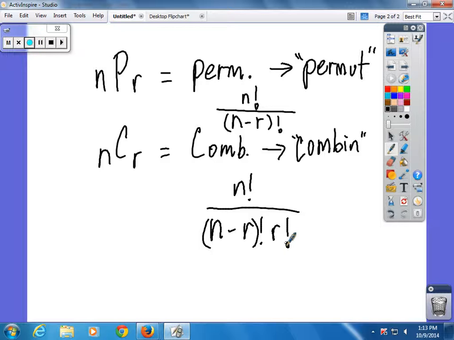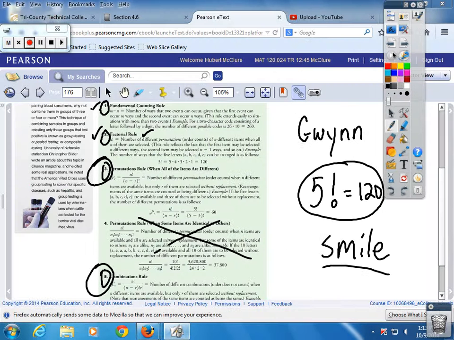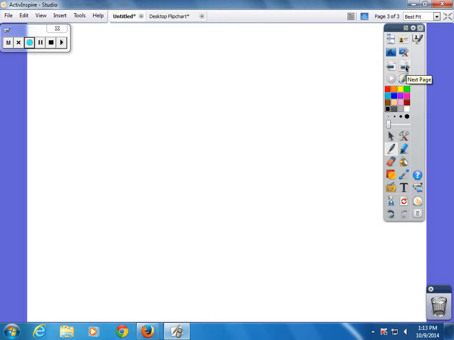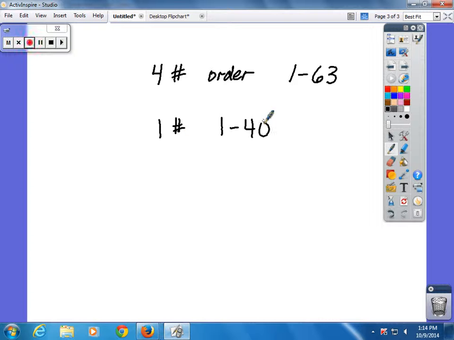So let's take, for instance, let me do an example problem. Let's say that I'm going to win the lottery. Okay? So I'm going to go and buy me a ticket, and I've got to get four numbers in order from 1 to 63. And then I've got to get one number that's 1 to 40. So this is your four numbers and this is your Powerball. So what are your odds of winning if you buy one ticket? Well, let's go with one ticket.